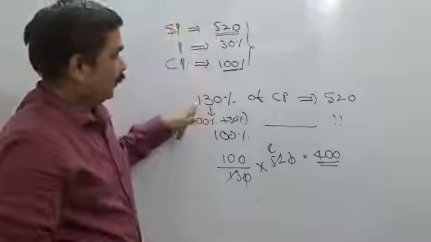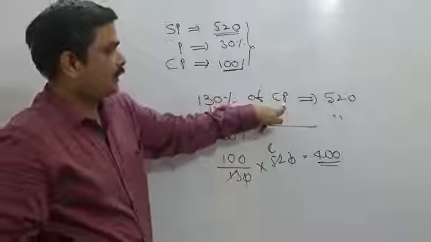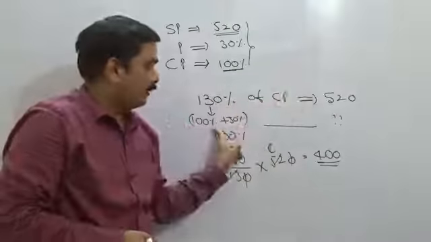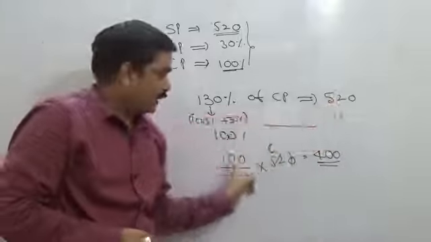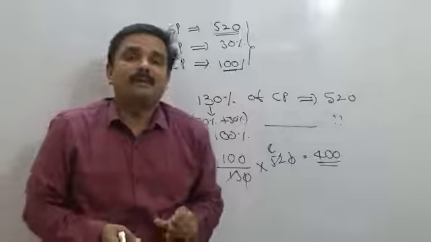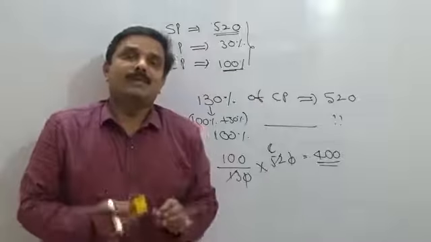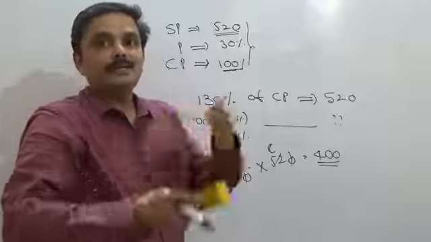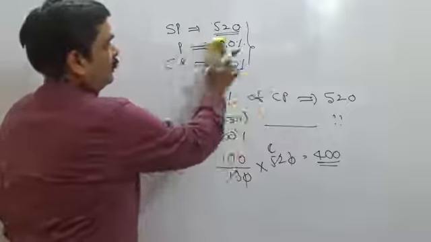What does it mean? 130% of the cost price is 520. Then 100% is how much? Obviously 100% is 400. This is how we need to go for the questions. Alright. Now, let us move on to another question based on this one only.